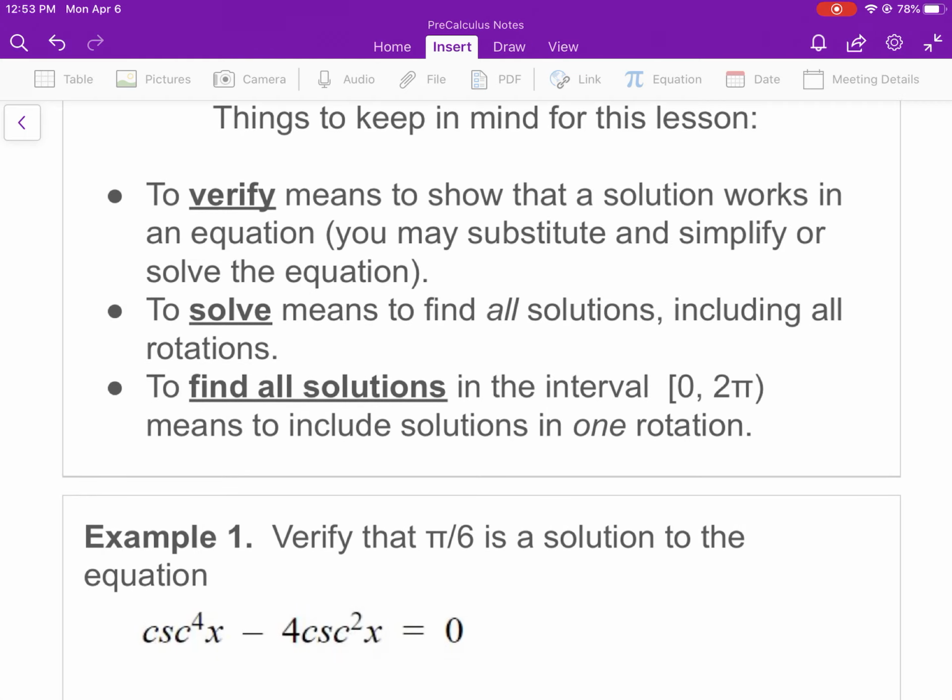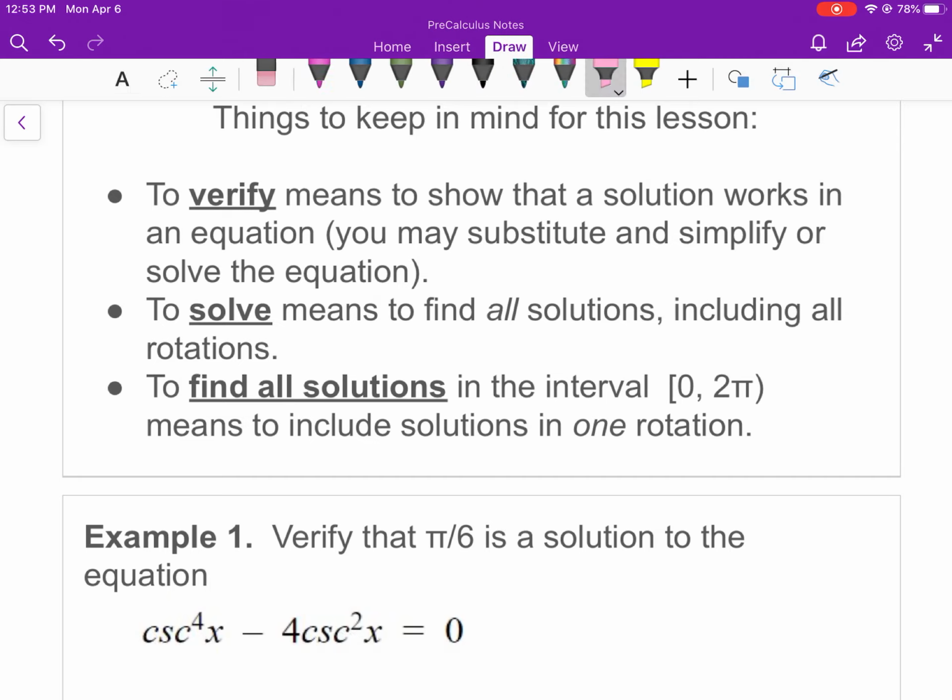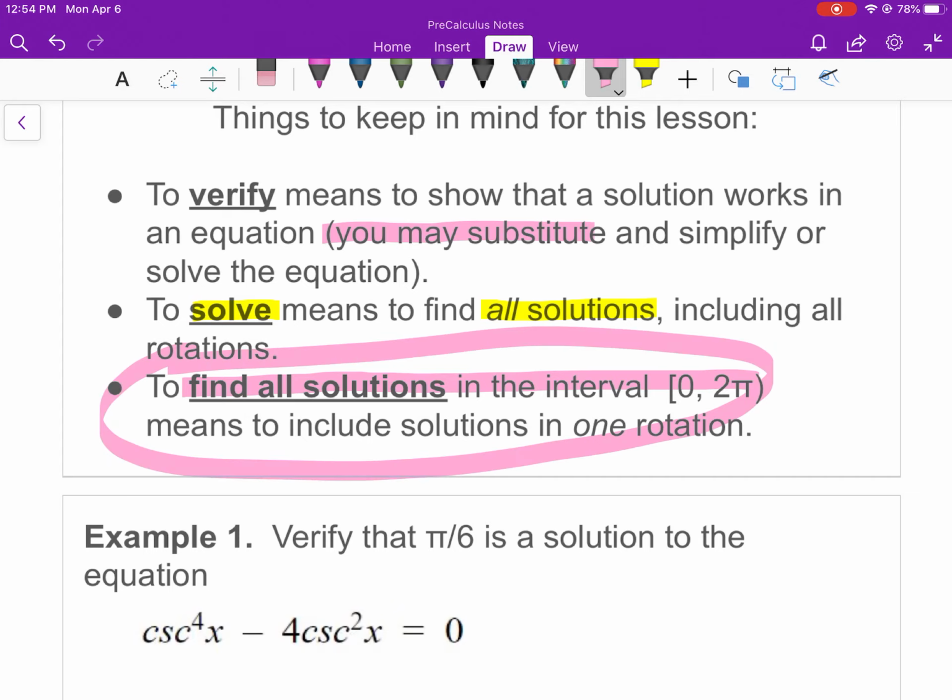In this lesson, I'll show you how to use substitution to verify. In this lesson, we'll also solve equations, but in today's examples, we're just going to be finding the solutions in an interval. As we progress through the lesson, over the next couple days, we'll be working on solving the equations. So when the directions say solve, we're going to find all solutions, which include all rotations. But again, today we're going to focus on this part right here. We're going to be looking at just one interval, one time around your unit circle.